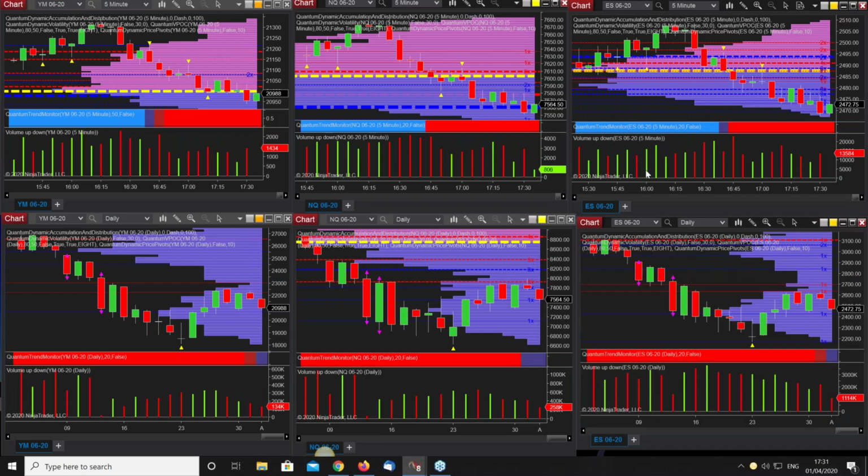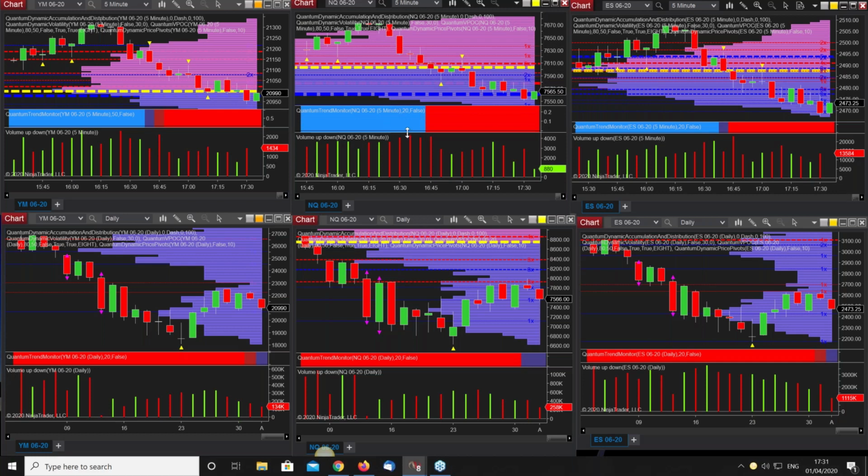From an intraday trading perspective, you don't really care which way it's going. Just want to be on the right side, and the right side at the moment is on the bearish side. As I say, these are on the 5 minutes. Just pull that up a little bit there. There we go.